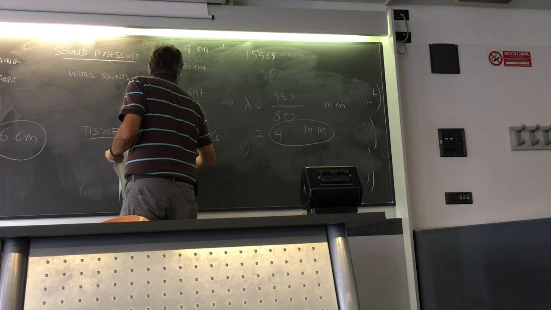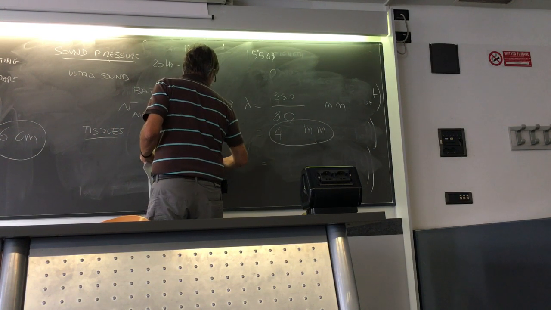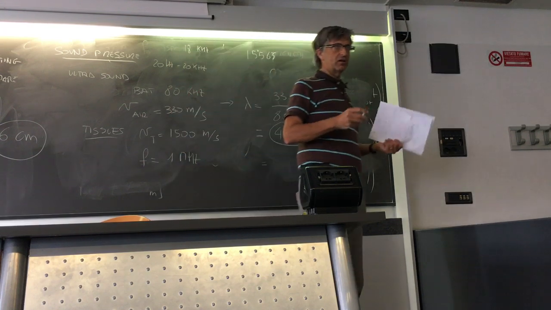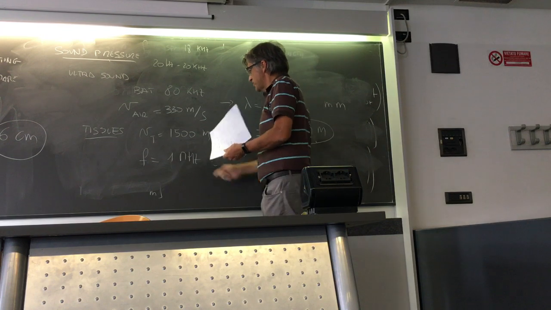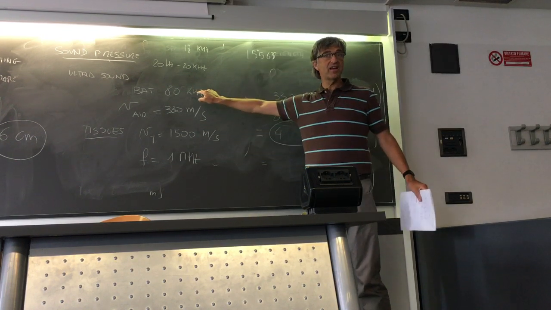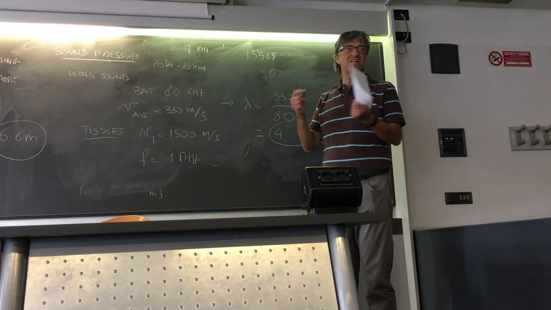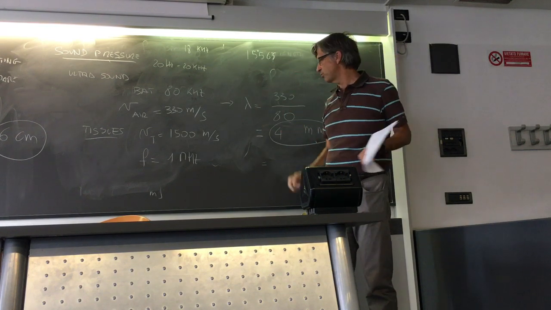And of course, this lambda would be for the typical frequency, in the order of 1 megahertz. The frequency used for tomography, for emission tomography imaging, can be 10 megahertz. So it's much higher than ultrasound.